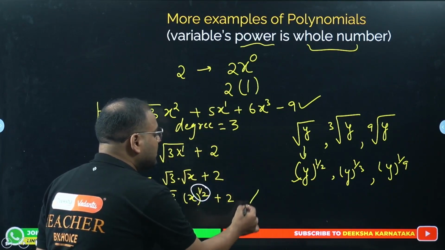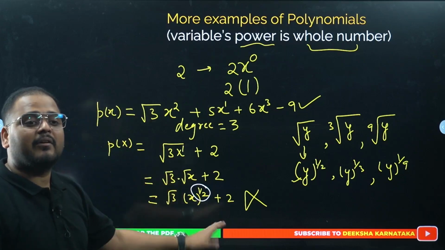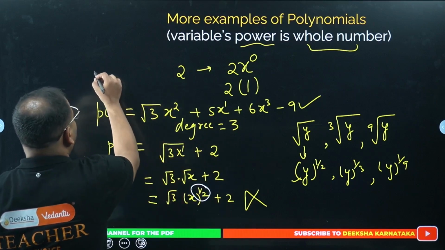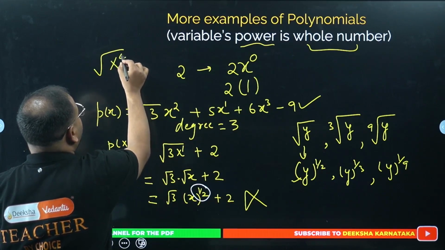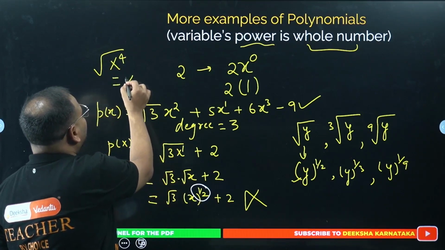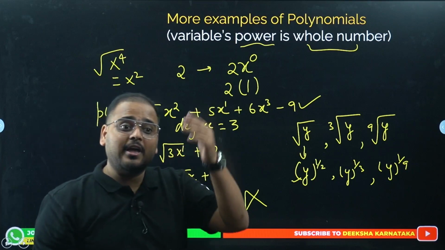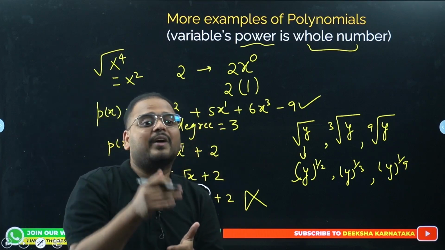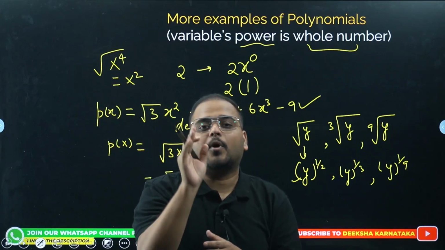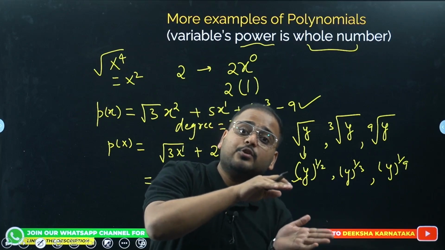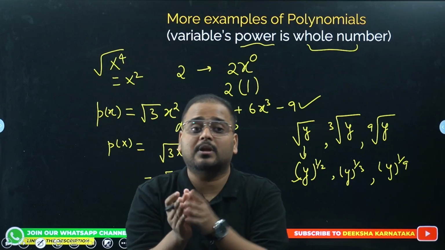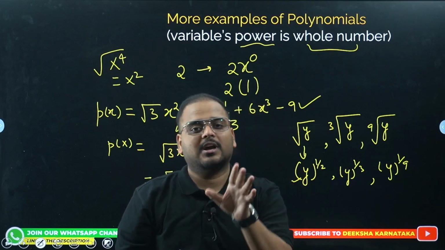So whenever you see any expression with power, root, or where x is inside the root, what about the one I have written here, root of x power 4? Don't say it is not a polynomial, sir. Root of x power 4 is what? X square, right? So if the root is not solvable, if you cannot simplify it in terms of whole number, then only those expressions will not be polynomials. Whenever you can simplify the roots, it will be a polynomial.